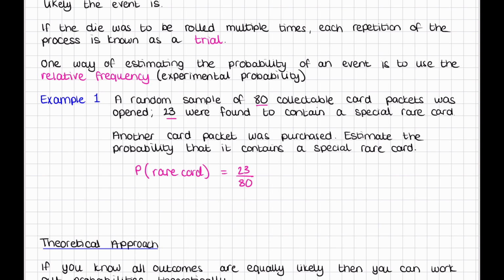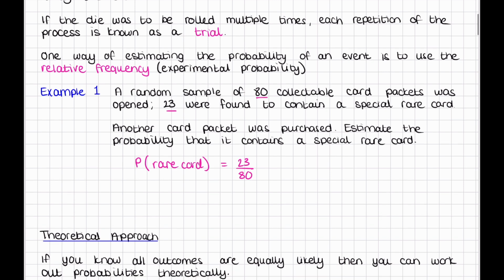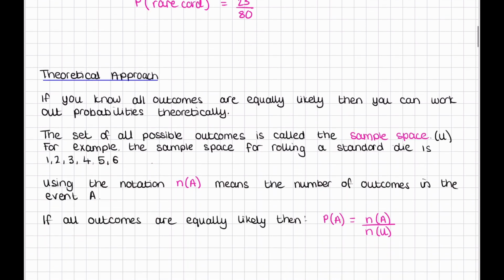And that's it. We get this probability by basing it on something that has already happened, which is our experimental probability. It's based on an experiment of something that's already occurred. Now we also have a theoretical approach. If you know all the outcomes are equally likely, then you can work out probabilities theoretically.